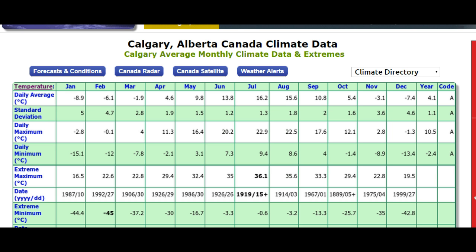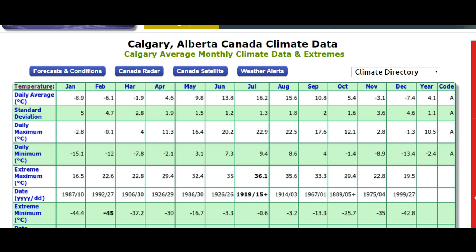This is Calgary, Alberta, Canada, climate data. This is Calgary average monthly climate data and extremes. So here's the daily average in degrees Celsius for January, February, March, April, etc. Here's standard deviation, which you know about a little bit, but doesn't matter for us. There's daily max, daily min, extreme max, and the date, and the extreme min, and the date. Right, so it hit minus 45 in February of some date, which is off the screen there, but whatever.